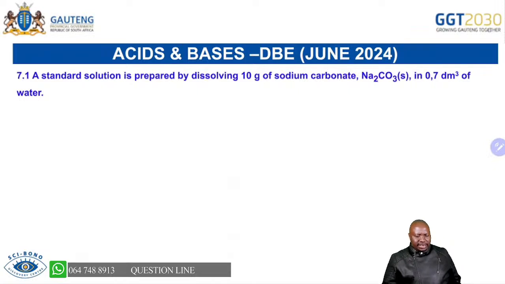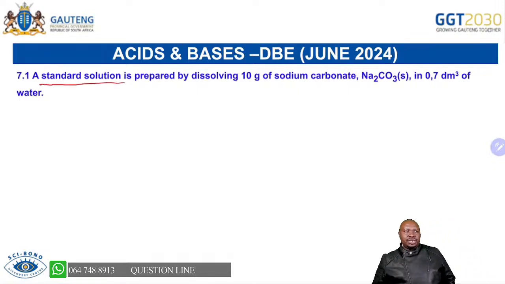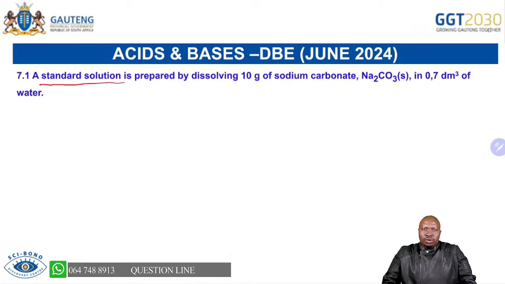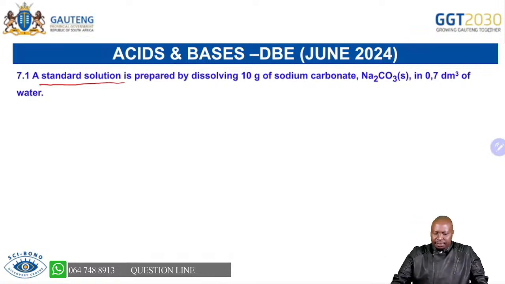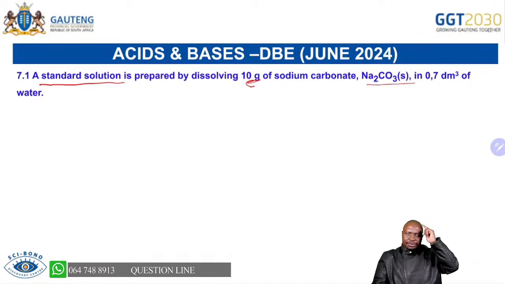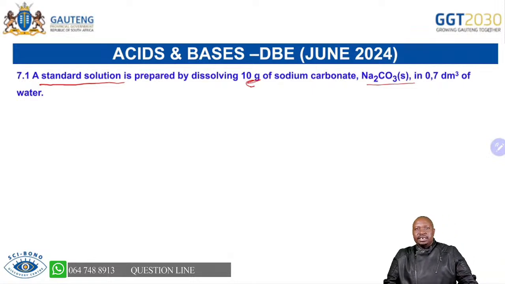Now, a standard solution. Immediately when they say standard solution, remember the definition. What is a standard solution? We're saying this is a solution of known concentration. It's prepared by dissolving 10 grams of sodium carbonate. Immediately when you see grams, what comes to your mind? It is that we can calculate the number of moles. And we are given the volume there, so we can even calculate concentration.